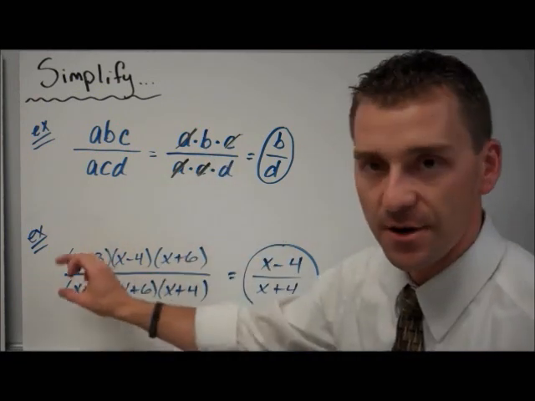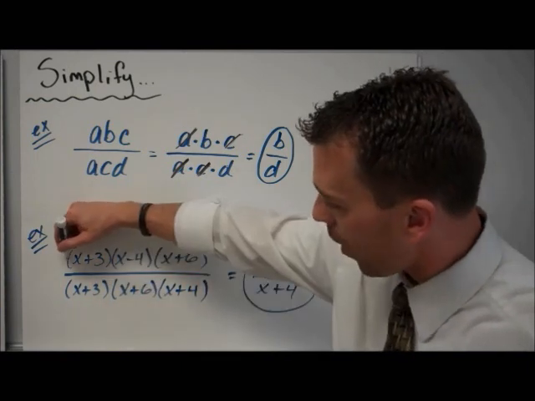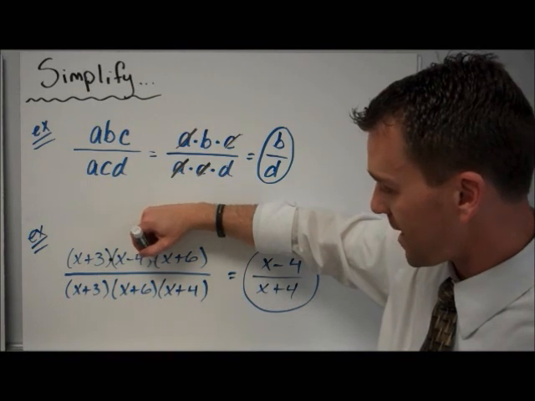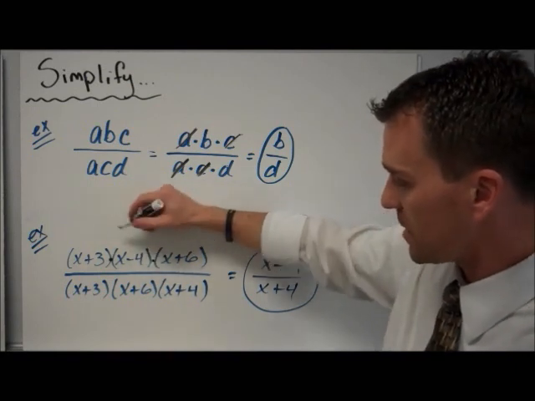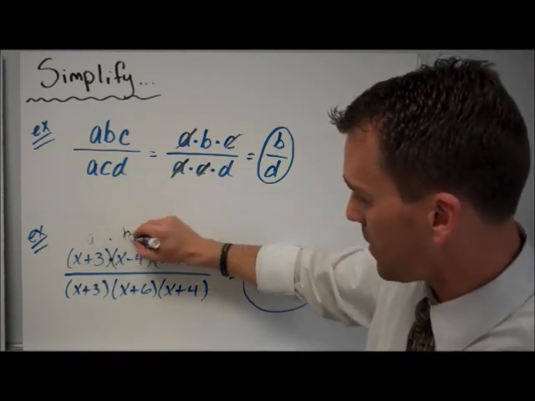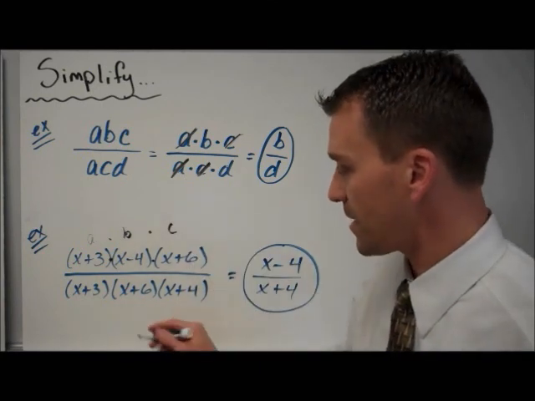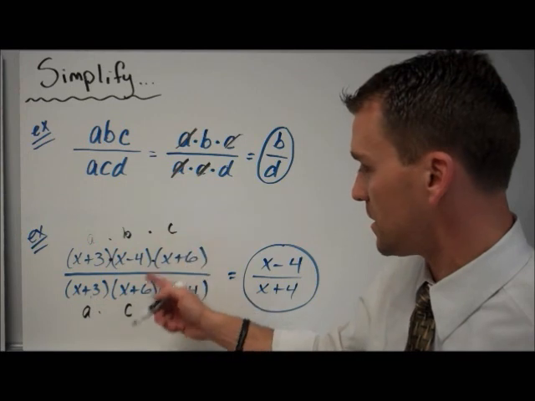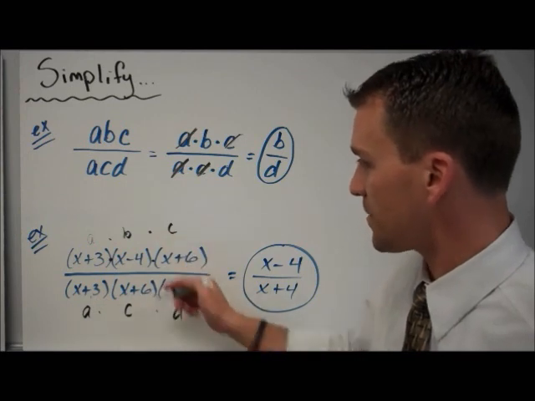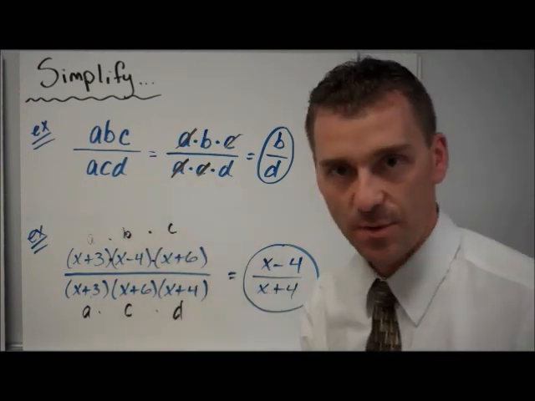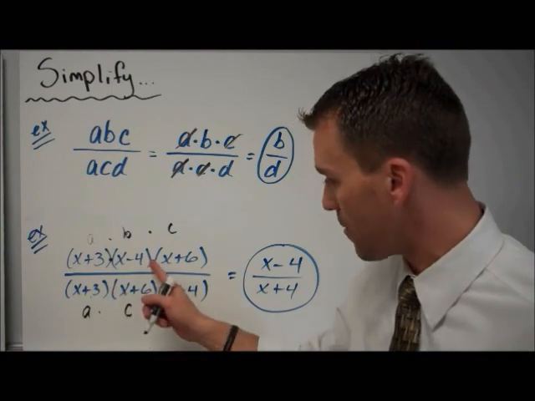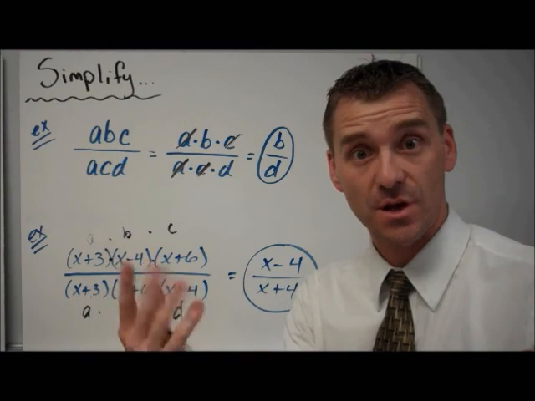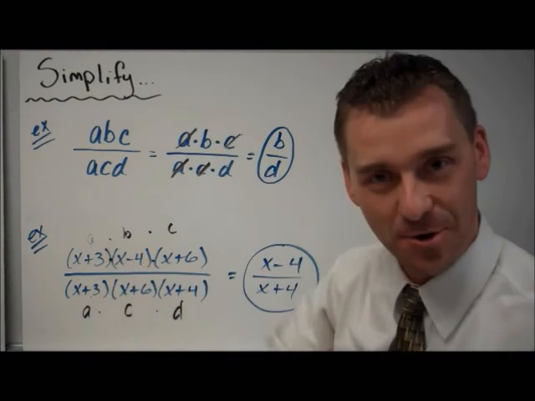Even though it looks uglier, notice this. It's the quantity of x plus 3 times the quantity of x minus 4 times x plus 6. It's the same as A times B times C. And down here, it's the same as A times C, notice C, C, C, times D. It's the same thing as what you see up here. So it's the same concept. Since I'm multiplying these goofy looking things, they're just factors, and I can match them up and cross them off.